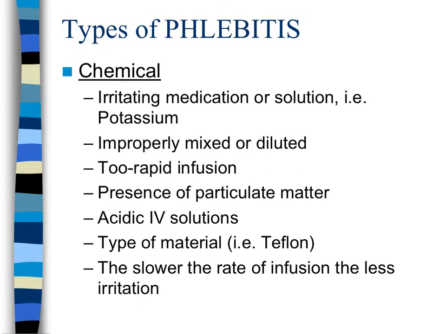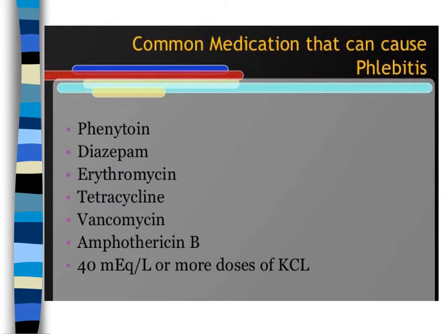Chemical phlebitis results from infusate damage to the inner layer of the vein. The vein becomes inflamed by irritating or vesicant solutions. This slide shows some additional common medications that can cause phlebitis: phenytoin, diazepam, erythromycin, tetracycline, vancomycin, amphotericin B, and potassium chloride of 40 milliequivalents per liter or more.